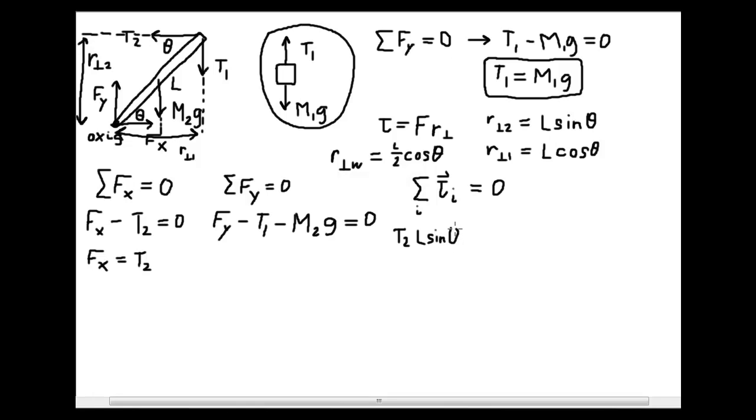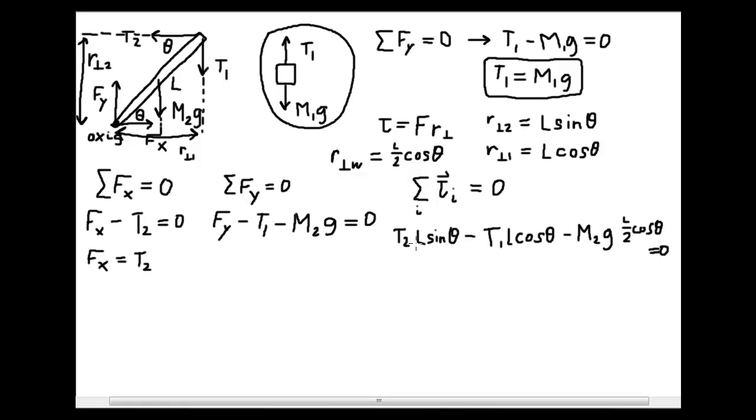Alright, then we have to subtract T1 times L cosine theta. And then finally, we take the torque that's due to the weight, and that would be minus the weight, which is M2G, and the distance we wrote down as L over 2 cos theta. And the sum of all those torques has to be equal to 0 for rotational equilibrium to prevail.